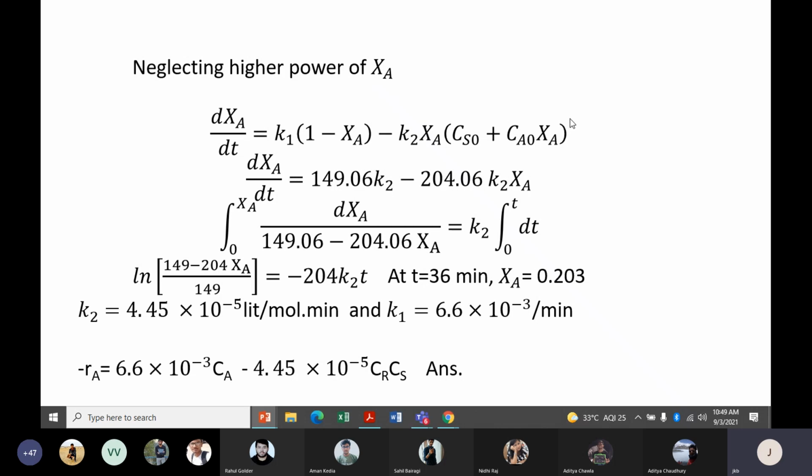Then it is integrated. You will get the final form log of (149 minus 204 XA) by 149, this. Substitute 36 minutes, taking the conversion point 0.3. Evaluate the value of K2. If K2 is known from the ratio of K1 by K2, you calculate K1. Then the rate expression is given by 6.6 times 10 to the power minus 3, that is K1, and this is K2 multiplied by CR CS.